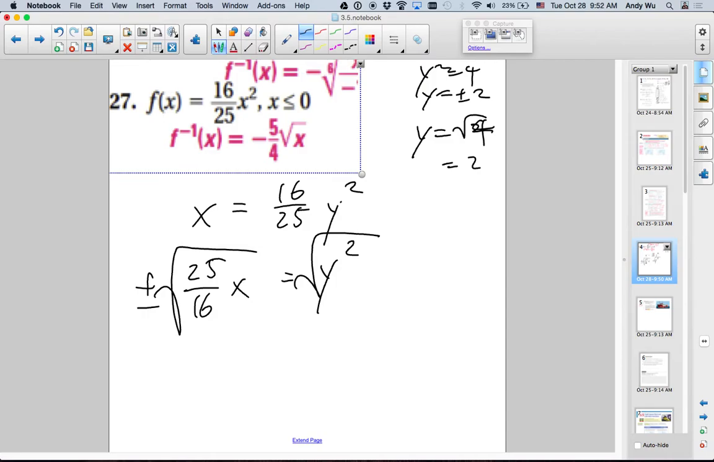This is why when you have y squared, since the radical only has the positive answer, you need to add the plus minus for the negative answer as well. Are we all good? Which gives us y equals plus minus 5, and the 4 comes out, the x stays inside.